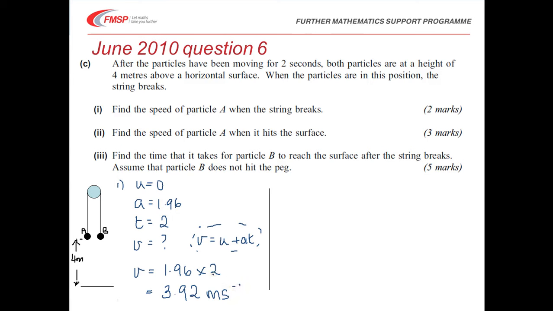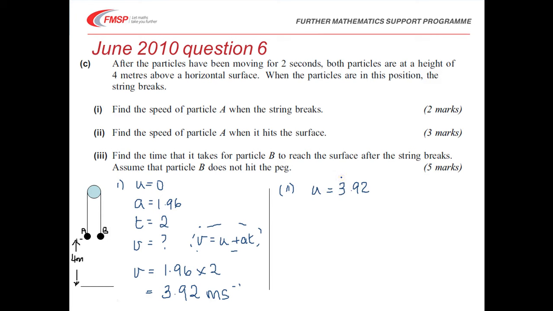So that's part 1. In part 2, we're asked to find the speed of the particle A when it hits the surface. So now we're thinking about this stage here, where particle A is 4 meters above the horizontal surface. We now know it has a speed of u, which would be 3.92. That's its initial speed.